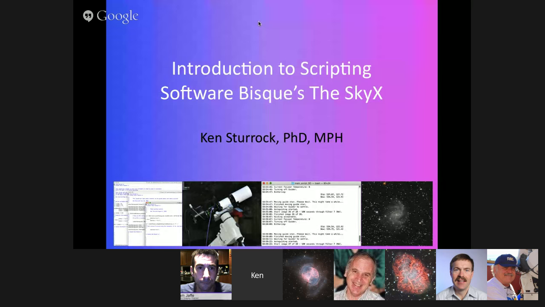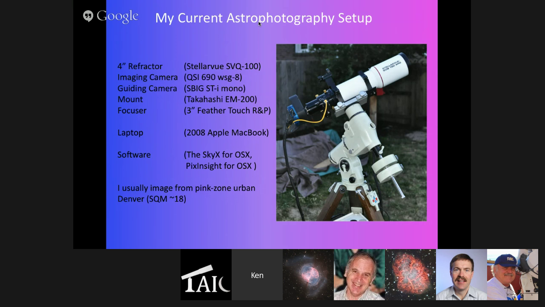What I'm using right now for my astrophotography setup is a pretty simple 4-inch refractor. It's a StellarView SVQ, which is one of the Asian quad telescopes. So it's basically a triplet, and then it's got a single element in the back as a field flattener. And I've got a QSI and an EM200 mount. And then for software, I use 2 programs. I use TheSkyX for OSX, and I use PixInsight for OSX.